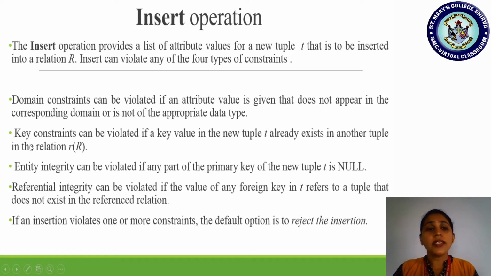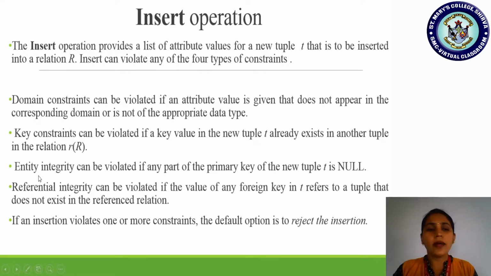Second one, which is the other type of constraint. Key constraints can be violated if a key value in the new tuple T already exists in another tuple in the relation R. So I am inserting a new tuple for the employee relation. While inserting, I should be careful that I am inserting a new record. If I repeatedly enter a primary key value that is already existing in the relation, then again the key constraints are violated. So I am repeating the key value. The key value should be unique, right?